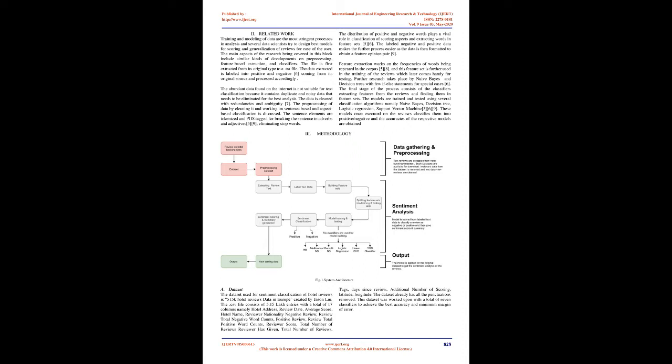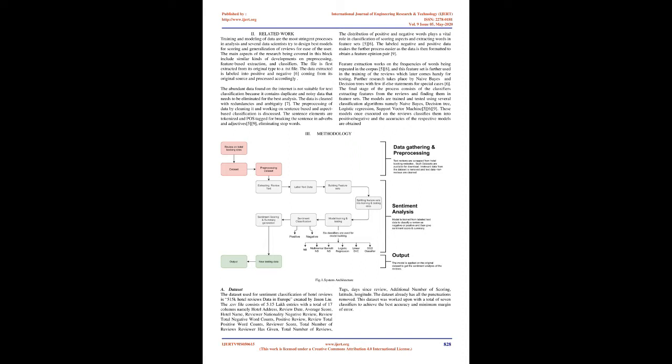The data extracted is labeled into positive and negative, coming from its original source, and processed accordingly. The abundant data found on the internet is not suitable for text classification because it contains duplicate and noisy data that needs to be eliminated for the best analysis. The data is cleaned of redundancies and ambiguity. The pre-processing of data by cleaning it and working on sentence-based and aspect-based classification is discussed.